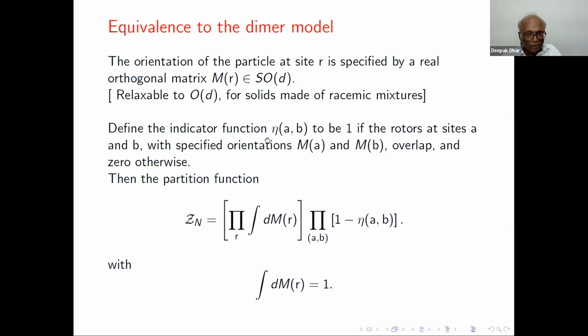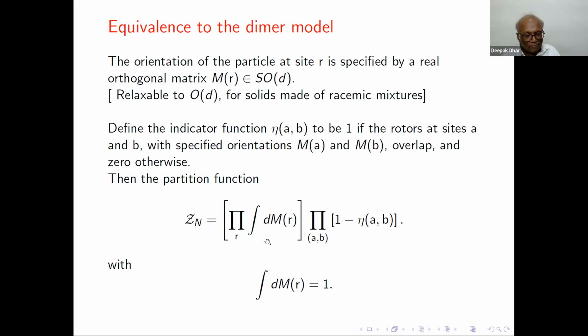Okay, and now eta AB is an indicator function, which is 1 if rotors, say side A and side B, overlap. Of course, this is bad notation, but I should have written eta of A and M_A and B and M_B. So you have to give the sides, you have to give their orientation, then you have to see if they overlap or not. But for the sake of compressed notation, I write AB and don't write M_A and M_B explicitly, but they have to be specified for eta to have a particular value.